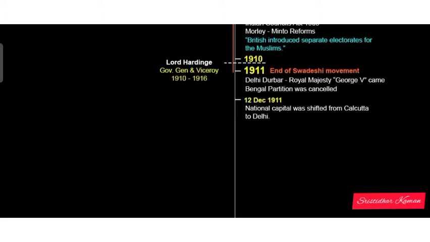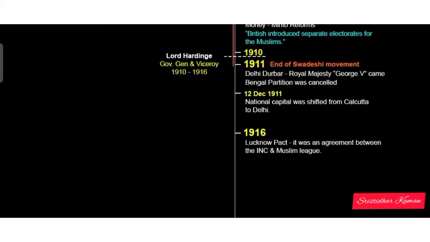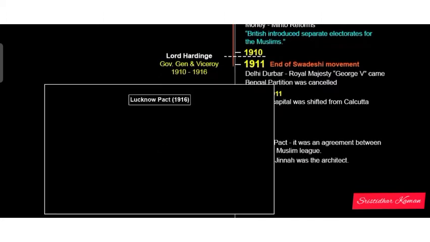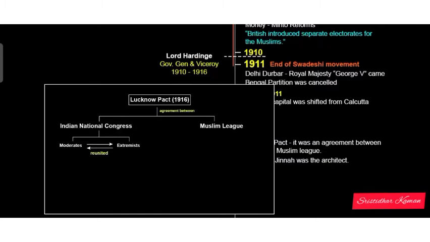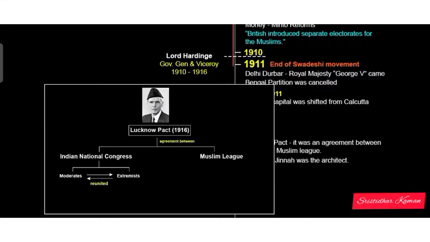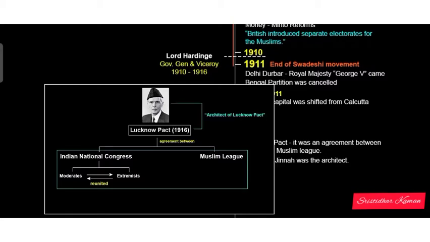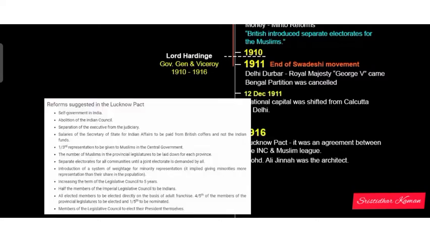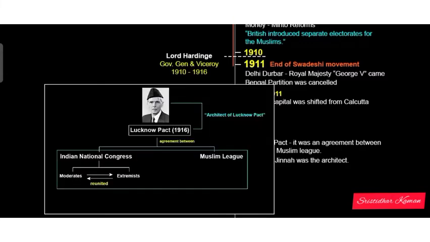Jinnah was the architect of the 1916 Lucknow Pact between the Congress and the Muslim League. When I say Congress, the meeting at Lucknow marked the reunion of the moderate and radical wings of the Congress. So basically, Jinnah brought everyone from the Congress party and the Muslim League on the same page. That is why Jinnah is known as the architect of the 1916 Lucknow Pact. Here is the list of reforms that were agreed by the Indian National Congress and the All India Muslim League. Sarojini Naidu gave Jinnah the title the Ambassador of the Hindu-Muslim Unity.